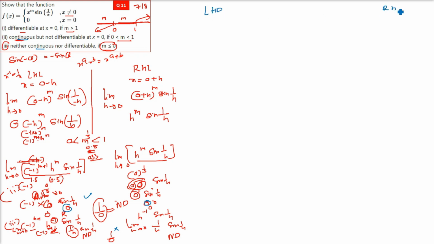So in the differentiability, we'll take left hand derivative and right hand derivative. The left hand derivative is f(x) minus f(c) divided by x minus c, that's what we do, limit x tends to c. Same thing we are going to do here. f(x) is what? x raised m sine 1 by x. For the left hand derivative, we will take x as 0 minus h. Here we will take x as 0 plus h. So x as 0 minus h, x as 0 plus h. 0 minus h is minus h. 0 plus h is h.